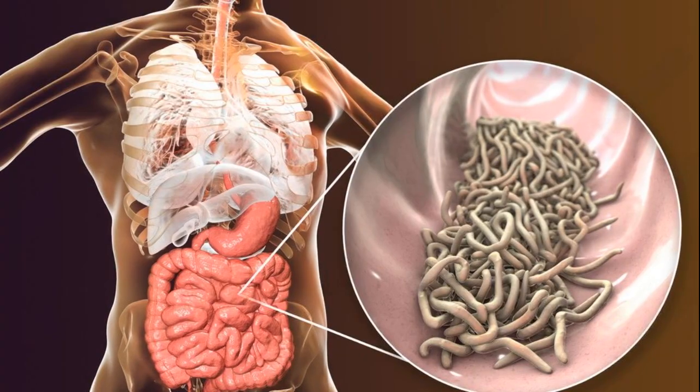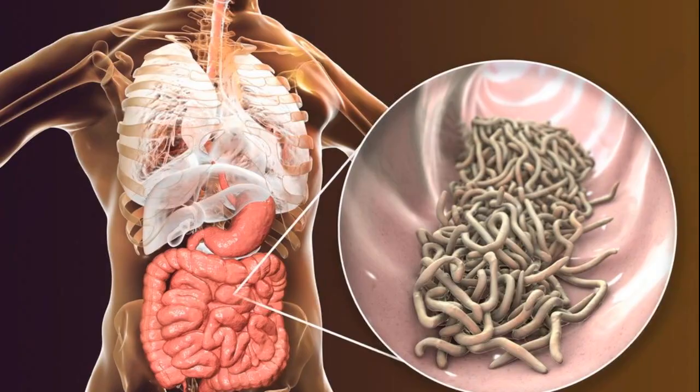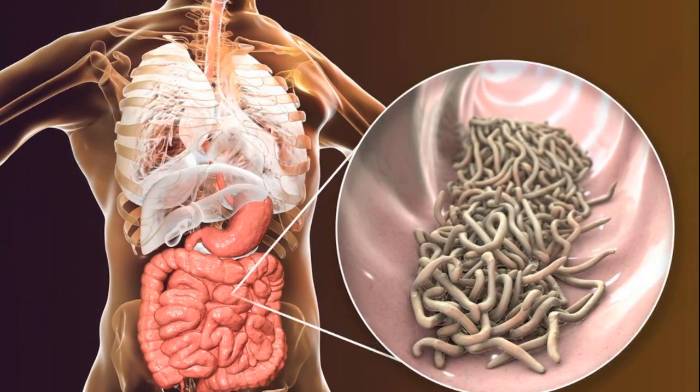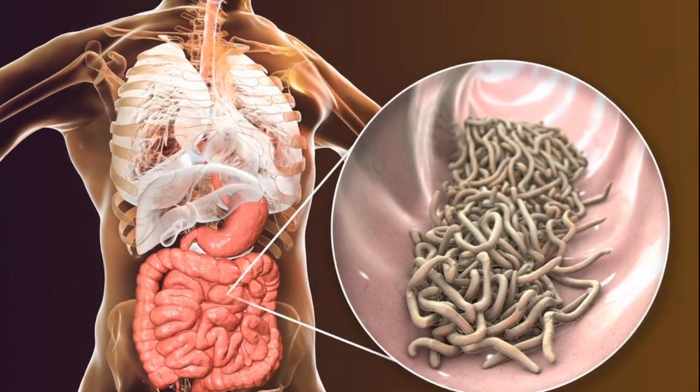Number 1. What is Ascariasis? Ascariasis is an intestinal infection caused by the parasitic roundworm Ascaris lumbricoides. It is one of the most common helminthic human infections worldwide.